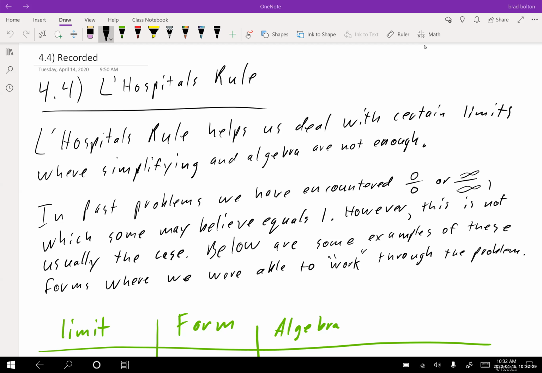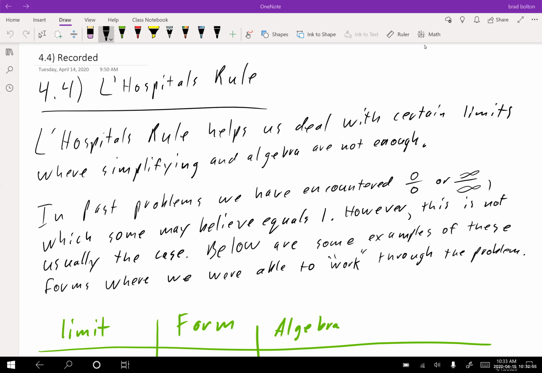L'Hopital's rule helps us deal with certain limits where simplifying and algebra are not enough. In the past problems, we have encountered 0 over 0 or infinity over infinity. These are basically the general indeterminate forms. The limit may or may not exist when this occurs. You're not quite sure what it is. Some people believe it will equal 1. That is not always the case. It may happen every once in a while, but in general, this is not usually the case.